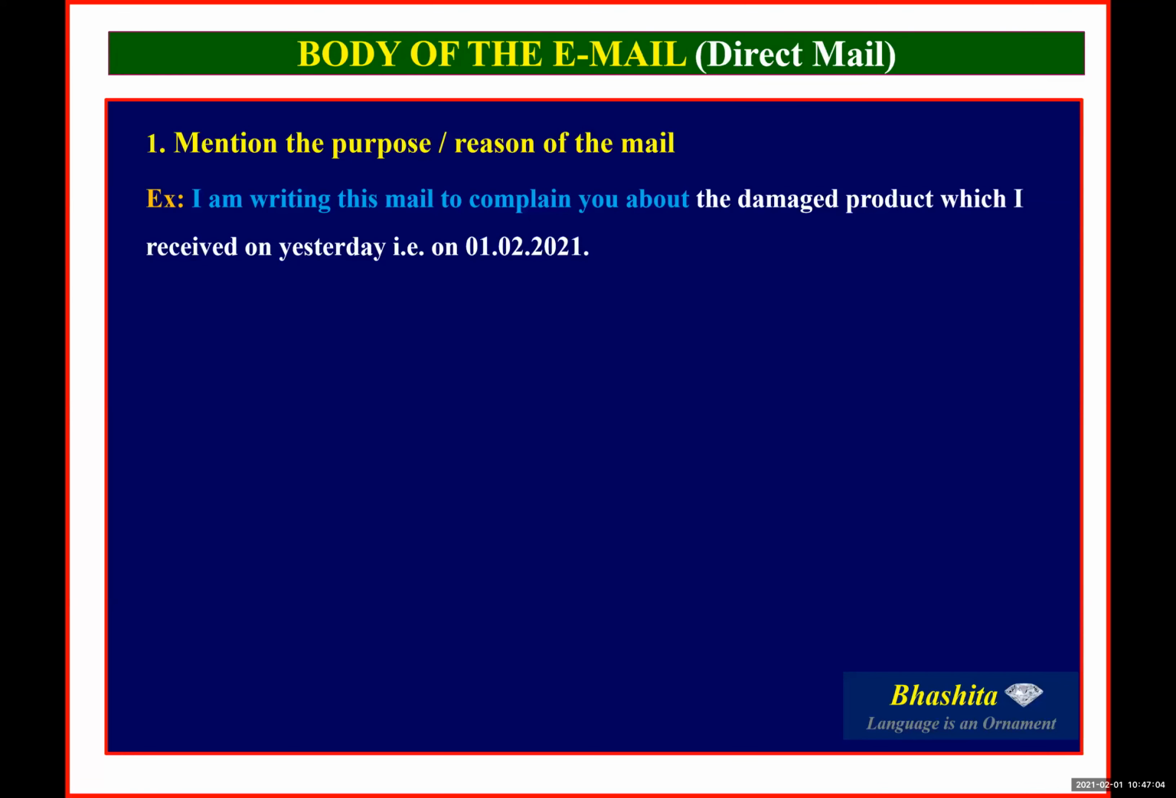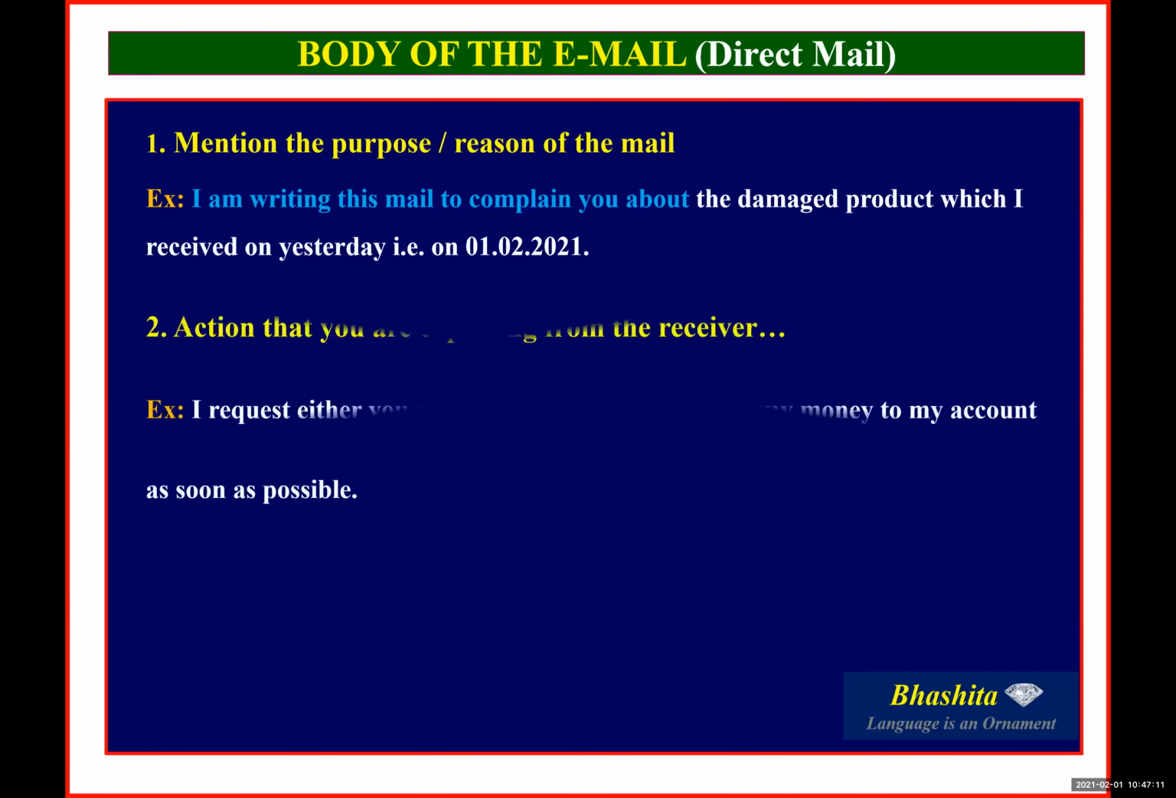Second element, what should I highlight? Yeah, what you are expecting from the receiver. What are you expecting from the receiver, my dear students? Two things you can expect for a damaged product. Either you can expect them to send a new one, or else you can ask them to redeem the money. Any one of them you are going to ask. That is what I have mentioned here. Observe carefully. Exactly, the action required from the receiver: I request either you replace the product or redeem my money to my account as soon as possible.